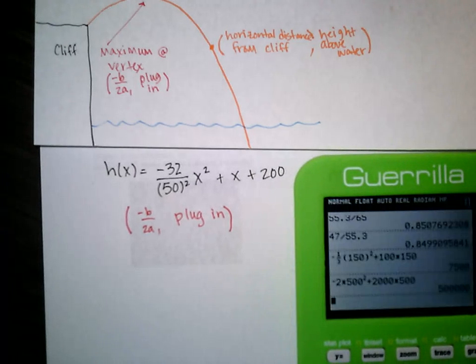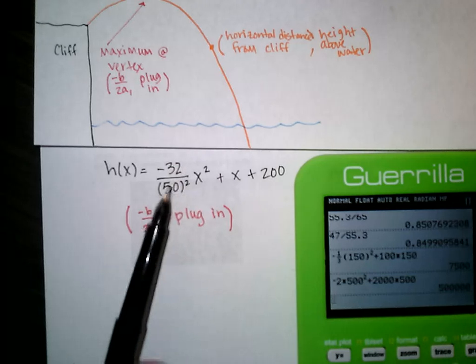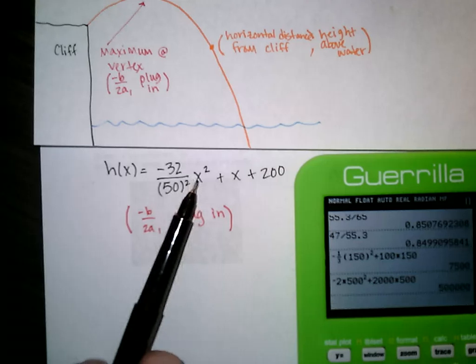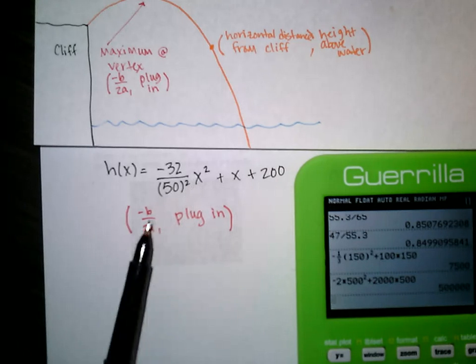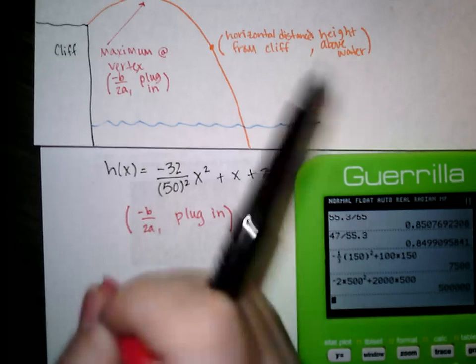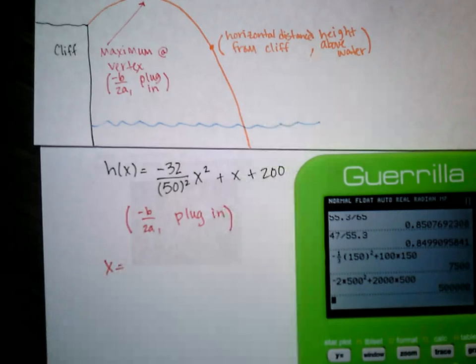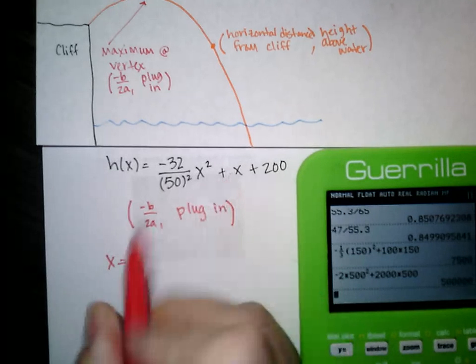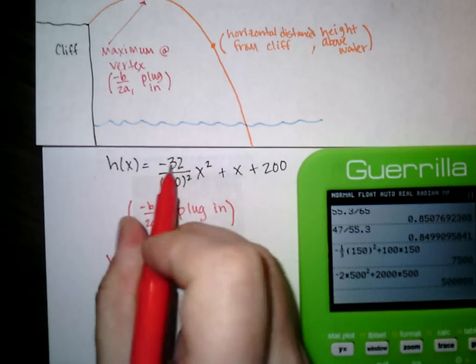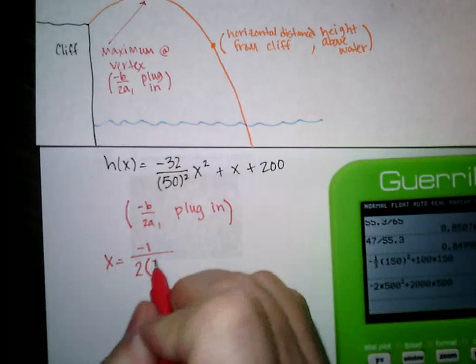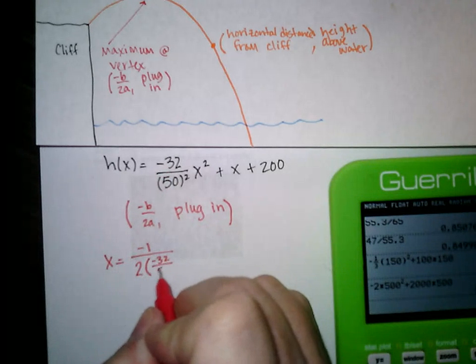All right. So we need to be working through this little guy here, negative 32 over 50 squared times x squared plus x plus 200, once we get our opposite b over 2a. So we'll start with x equals the opposite of b. b is 1, so negative 1 over 2a. Well, a is this interesting fraction, negative 32 over 50 squared.